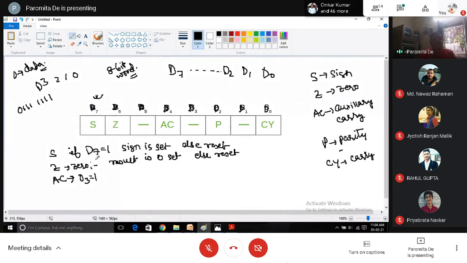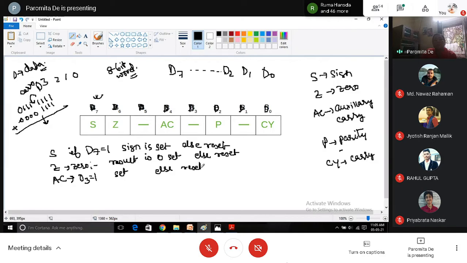So this is the auxiliary carry, AC. You are adding this, and you have 1, 1, 1, 1 plus 0, 0, 0, 0. If you are carrying out this operation, then there will be a carry at the D3 bit. If there is a carry here from the D3 bit, then this flag will be set, or else it will be reset.